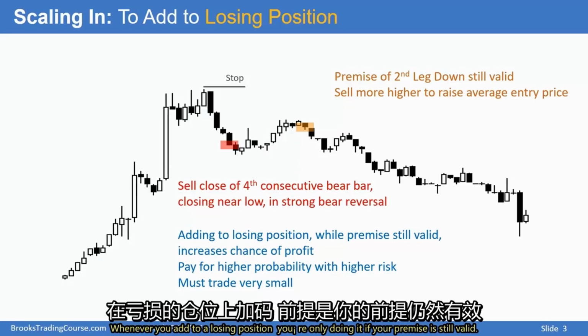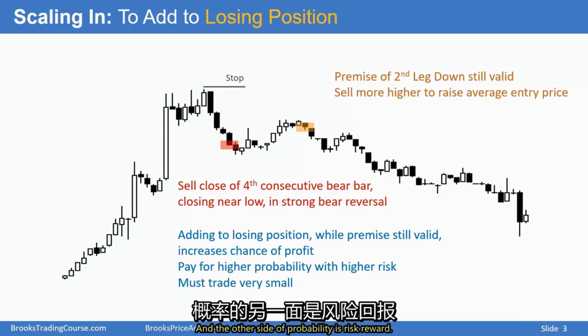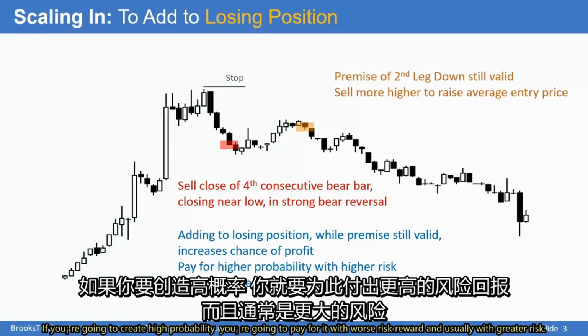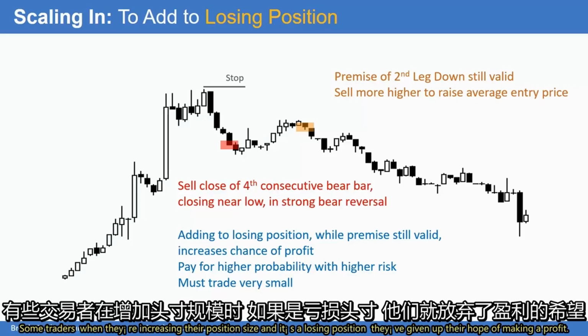Whenever you add to a losing position, you're only doing it if your premise is still valid. It increases your probability, but whenever you get high probability, you have to pay for it. And the other side of probability is risk-reward. If you're going to create high probability, you're going to pay for it with worse risk-reward, and usually with greater risk. So you're doubling your position size, so you're increasing your risk.